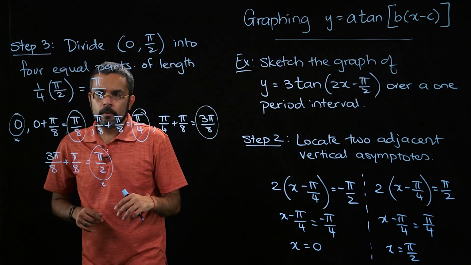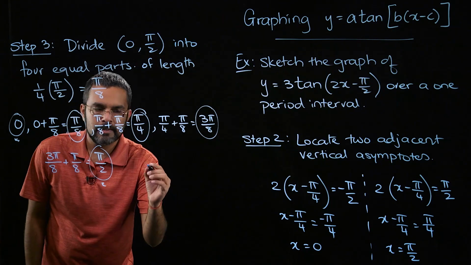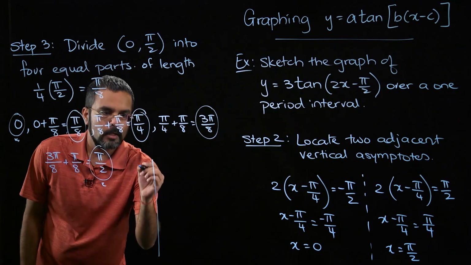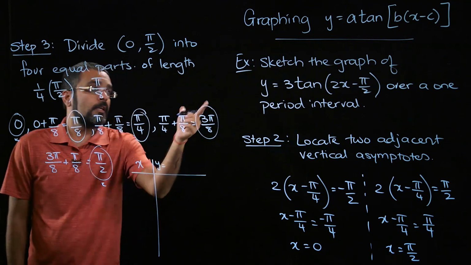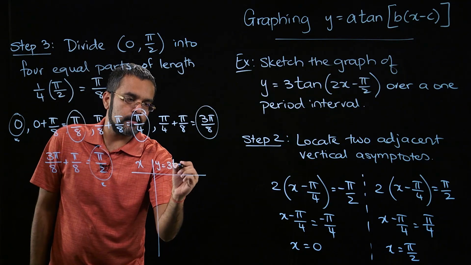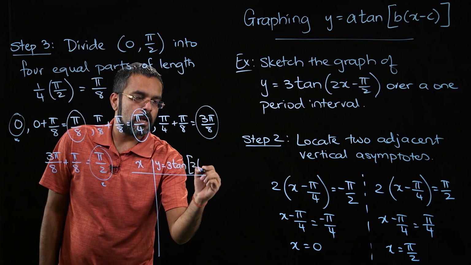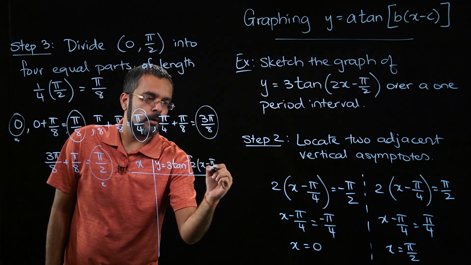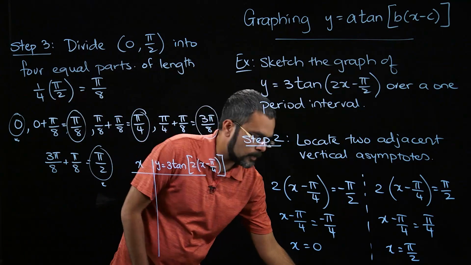Now what I'm going to do is go ahead and compute the values. So I'm going to make my table. This is x, and this is y equals 3 times tan of 2 times x minus pi over 4. And I'm going to compute the values at these points.